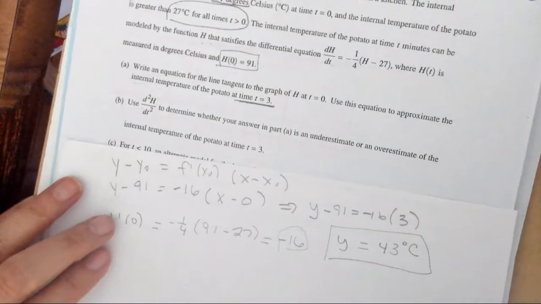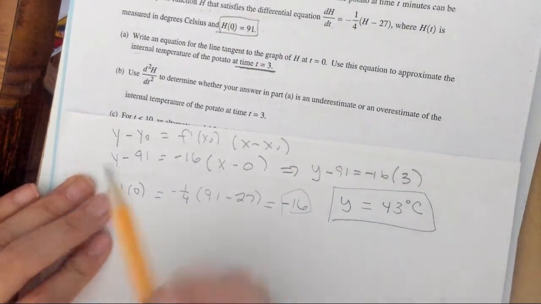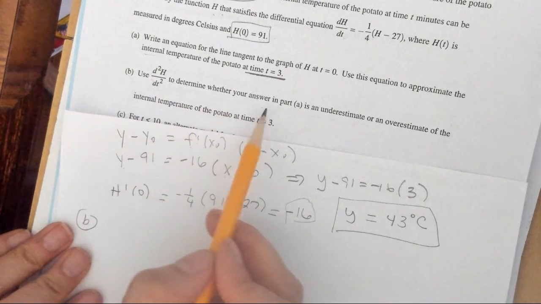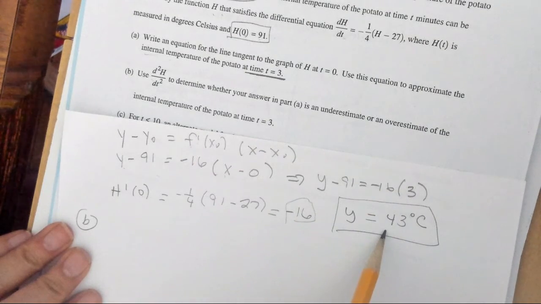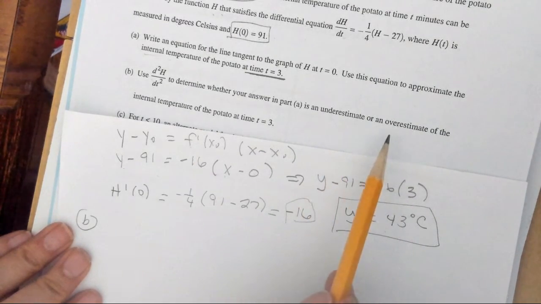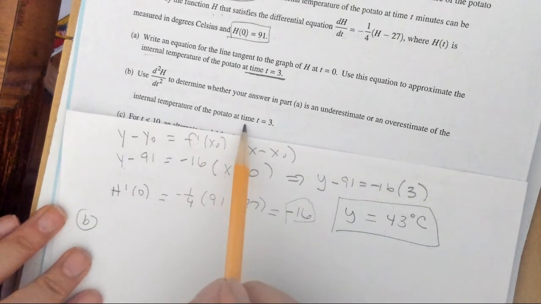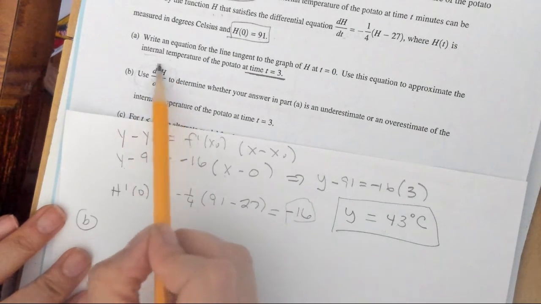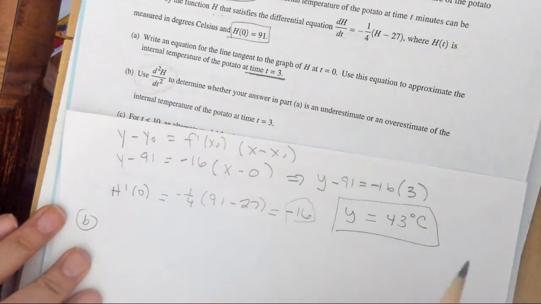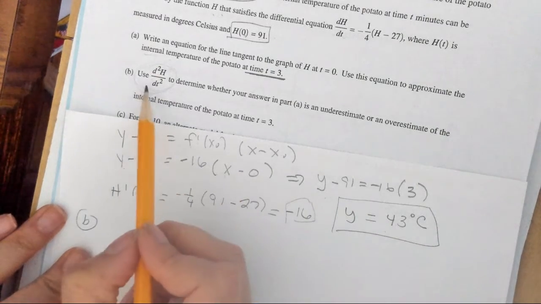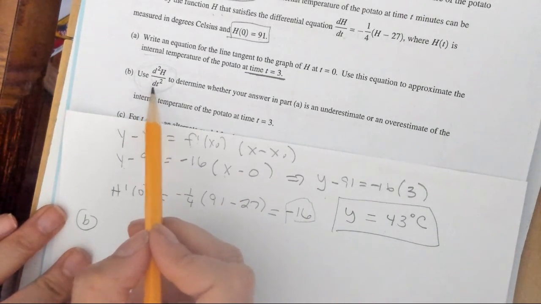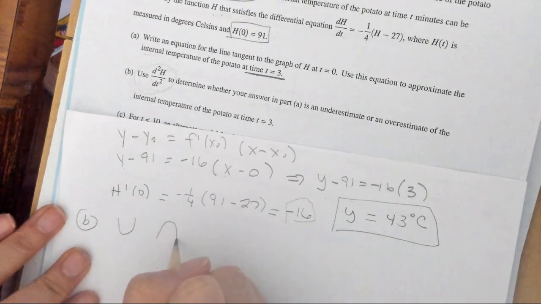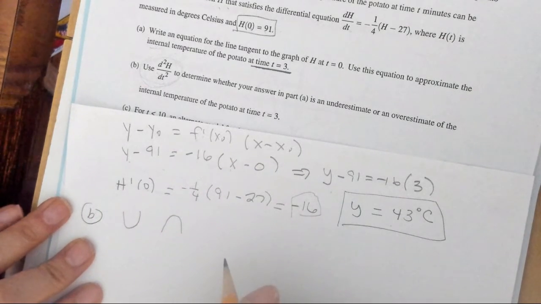Now B. Use the second derivative to determine whether your answer in part A, this answer here, is an underestimate or an overestimate of the internal temperature of the potato at time t equals 3. Well, they're telling me to use the second derivative. There's your clue. And you know what the second derivative tells us. Think about that. We always use this second derivative to tell us if our function is concave up or concave down.